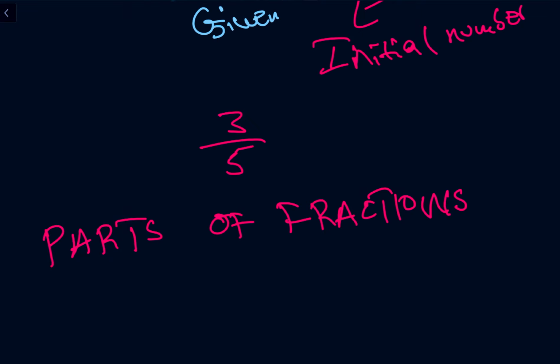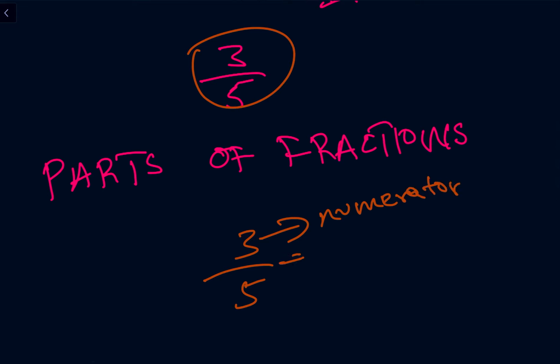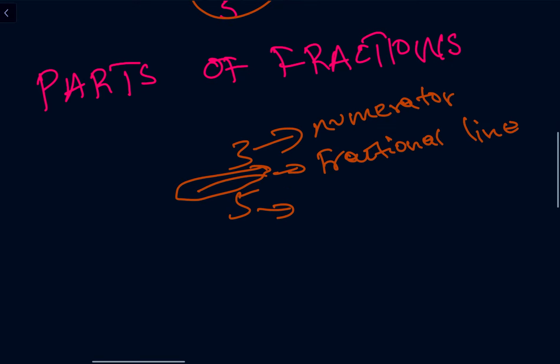Let's take the same example and label its parts. We have 3/5. So this 3 is called the numerator. The line, that is this line right here, is called the fractional line. The 5 is called the denominator.